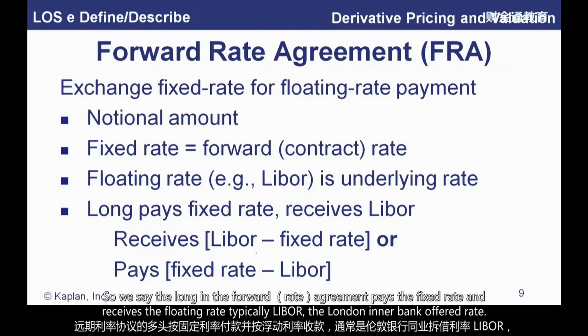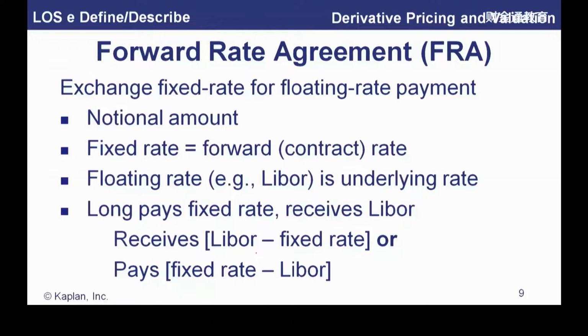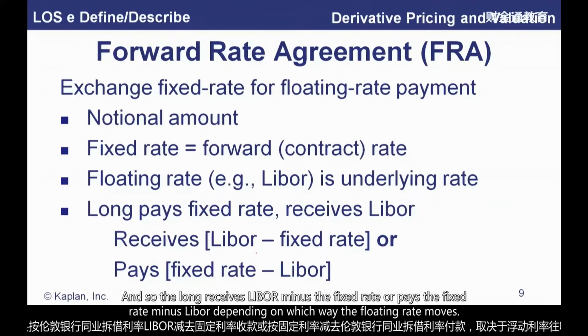So we say the long in a forward rate agreement pays the fixed rate and receives the floating rate, typically LIBOR, the London Interbank Offer Rate. And so the long receives LIBOR minus the fixed rate or pays the fixed rate minus LIBOR, depending on which way the floating rate moves.